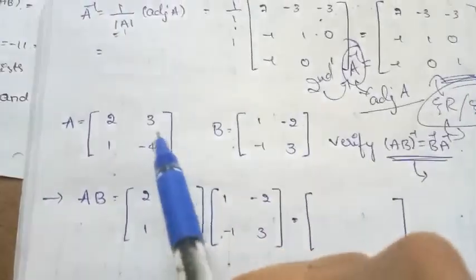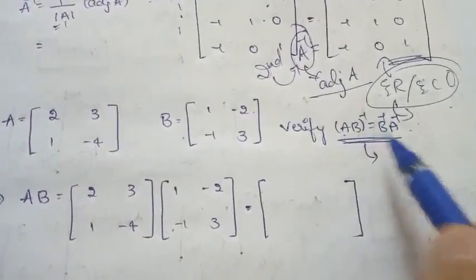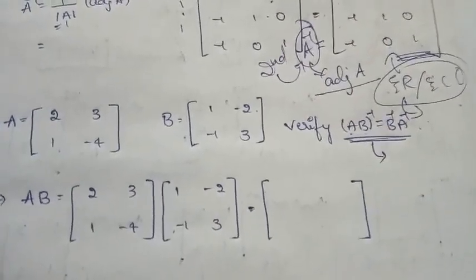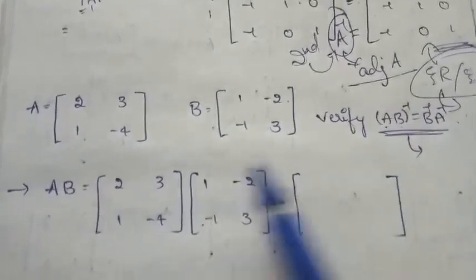So this is the next question. They have given a matrix A and a matrix B and asked us to verify that AB whole inverse is equal to B inverse into A inverse. So we need to verify this now.